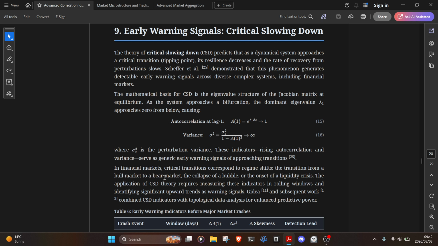Chapter 9, Early Warning Signals, Critical Slowing Down. The theory of critical slowing down, CSD, predicts that as a dynamical system approaches a critical transition, i.e. a tipping point, its resilience decreases and the rate of recovery from perturbations slows. Reference 25 demonstrated that this phenomenon generates detectable early warning signals across diverse complex systems, including financial markets.